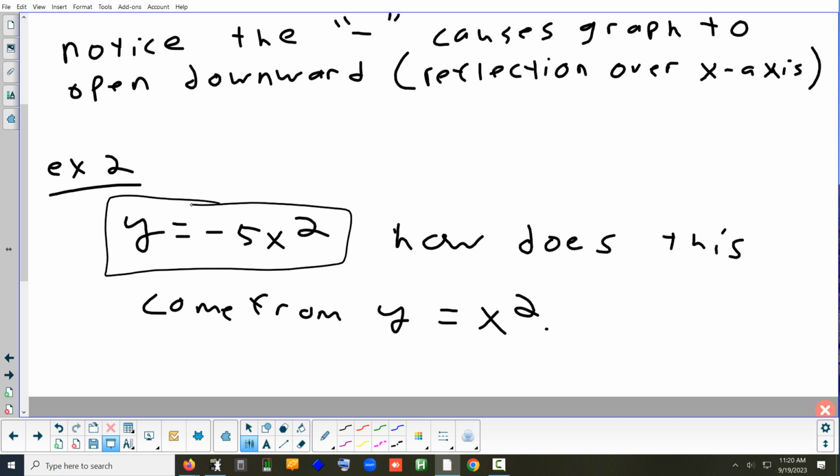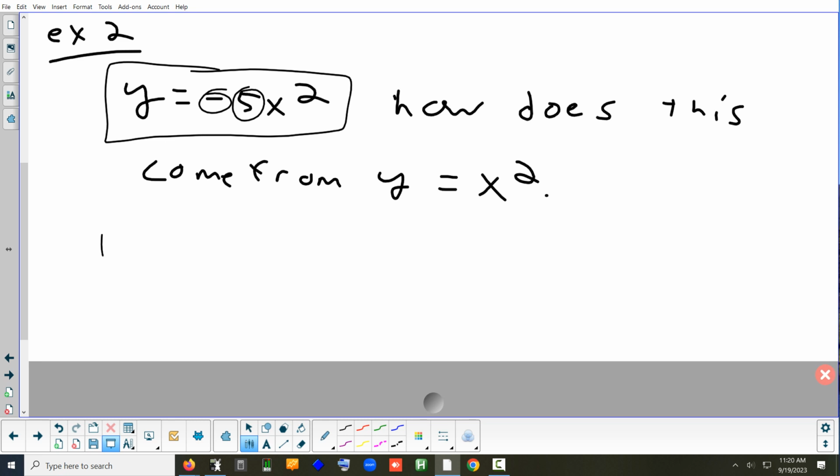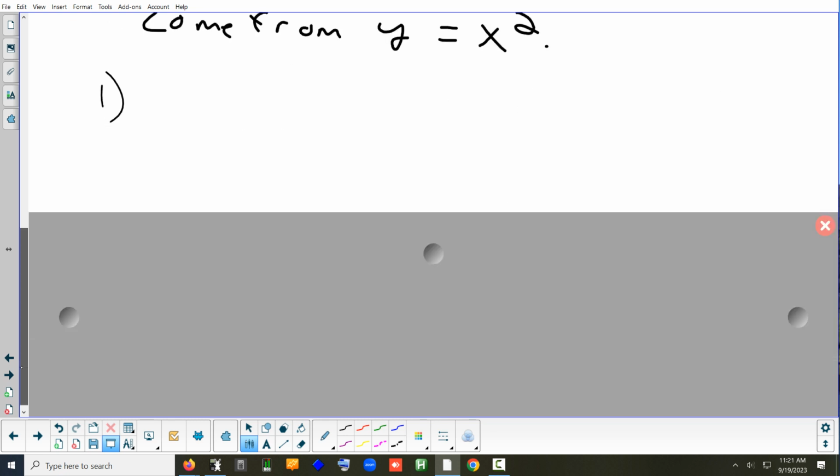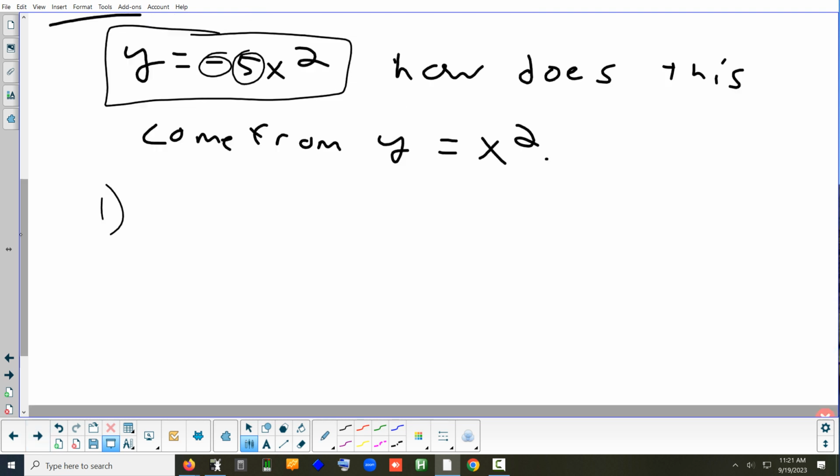Two. Yeah, there's two things happening. I told you, always treat the number and the negative separate. Okay, so we got two things. The first thing you would do, and the order you do them in sometimes is important. I'm going to show you an order to always follow later on. I'm just going to tell you the order on this one. Do the 5 first. So what kind of transformation is that 5?